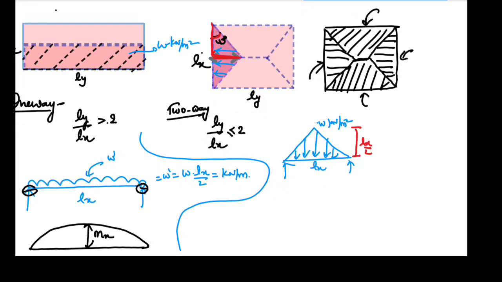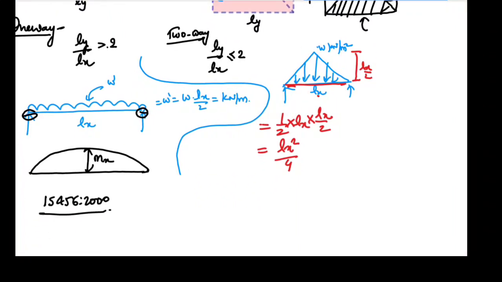So what is the normal tendency? We just evaluate the area load and divide by the length of this beam. The area load is half of the base into Lx by 2, the area of this triangle. So this value is Lx square by 4. And what is the length of this beam? Lx. So what people do is they divide this by Lx, so we get Lx by 4, and W is anyway multiplied. So is this correct? No, this is not correct.